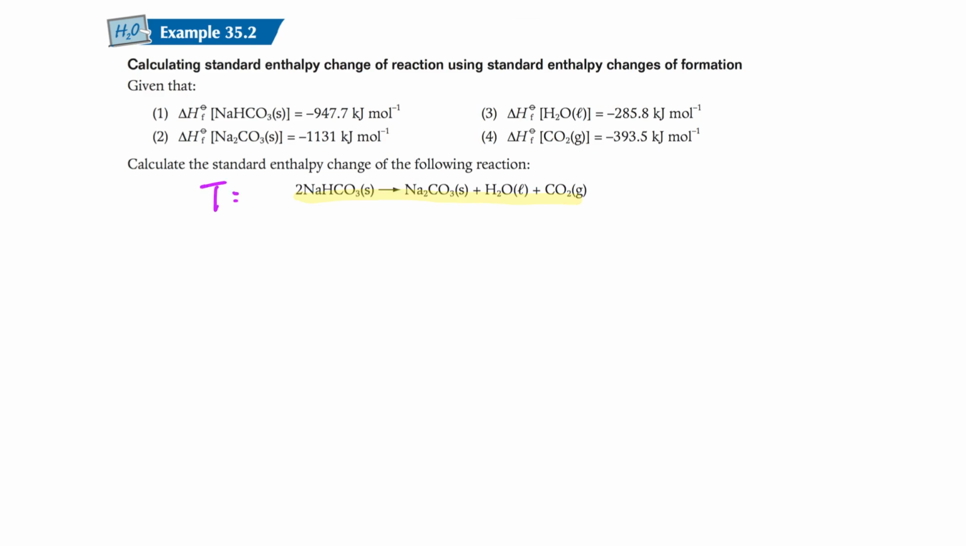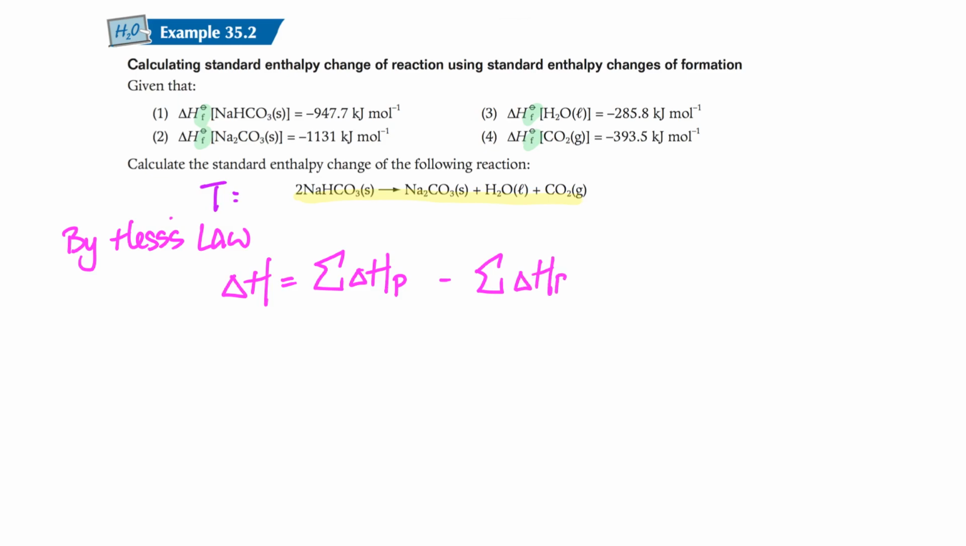After that, other than the target equation, the rest have to be formation information given to you. You see that for the rest of the 4 of them, all of them are formation. So basically we can use the equation, by Hess's law. Delta H equals the summation of delta H of products minus reactants. You have to remember it's products minus reactants. So for this one, do we need to write this equation? Actually, no need. As long as you know how to put the values into the equation, it will do.